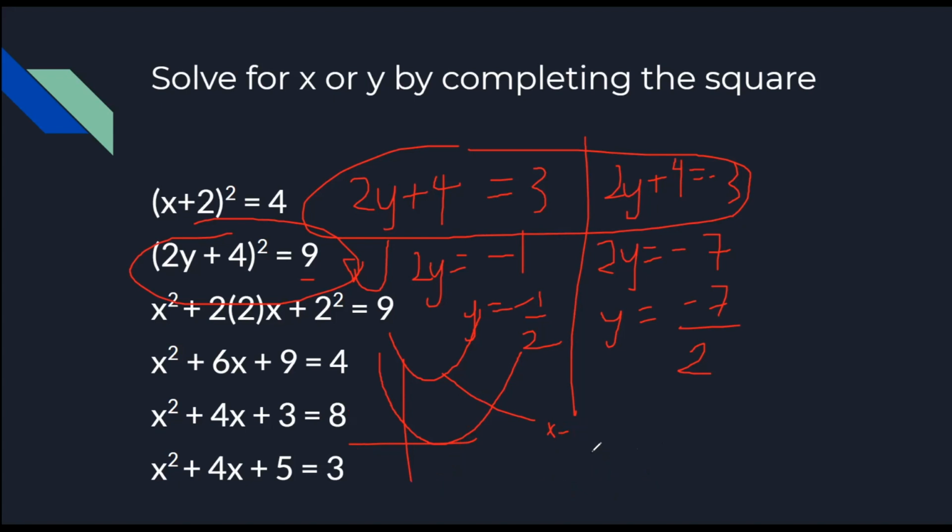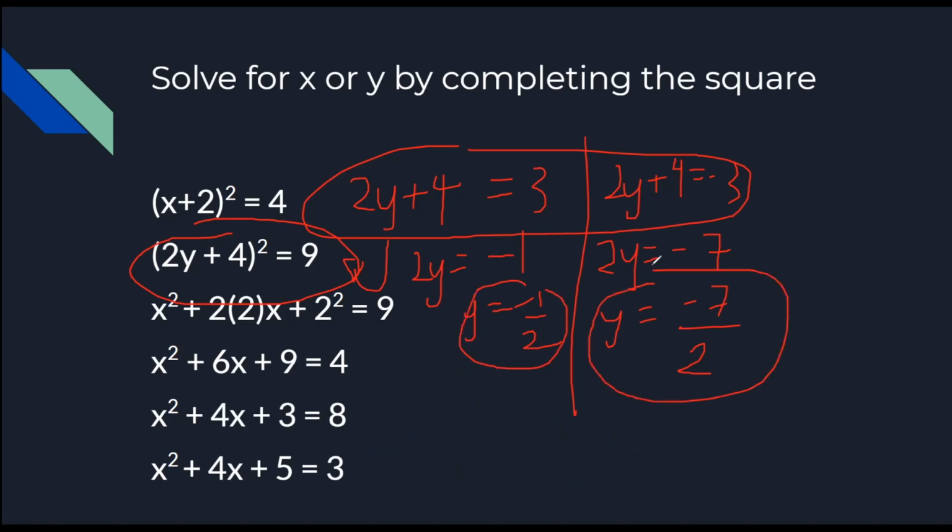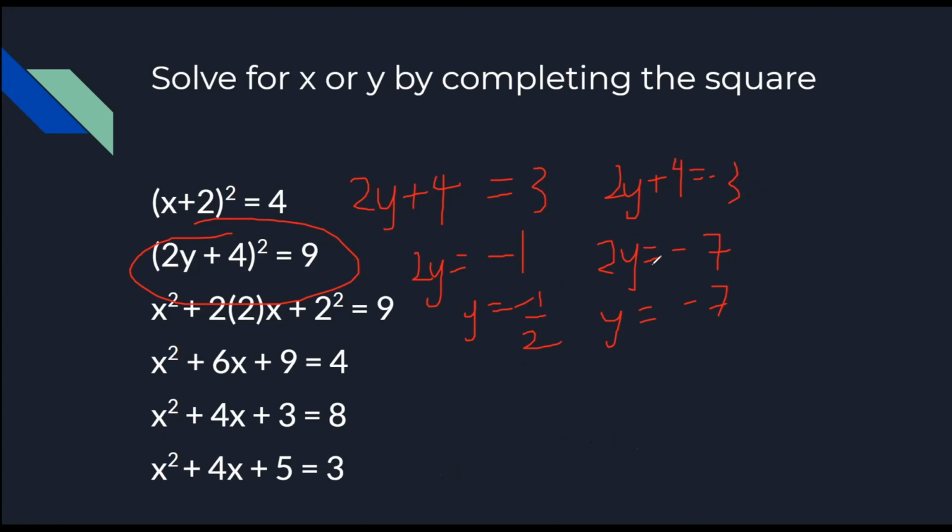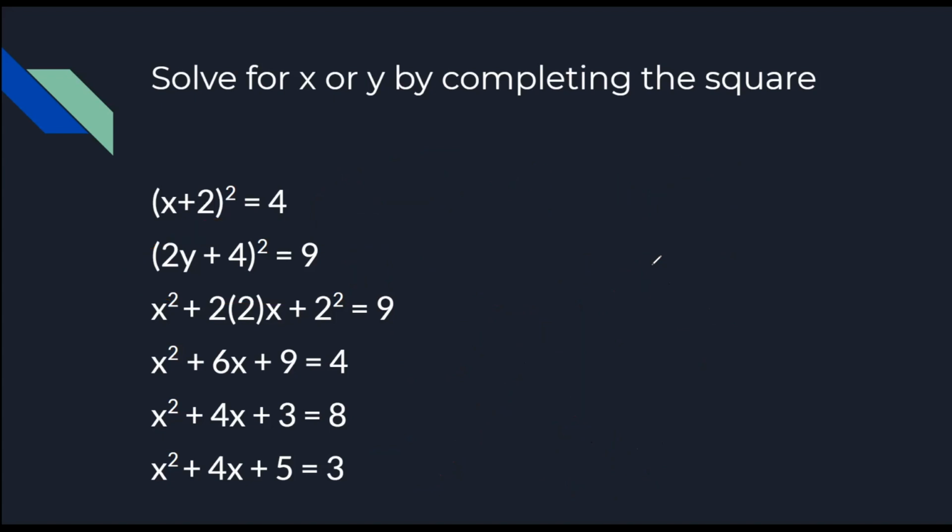Does that make sense? So this is one of those examples, y equals negative 1/2 and y equals negative 7/2, that actually has multiple solutions. It has 2 solutions. And that's actually the maximum number of solutions you can have for a quadratic equation. Make sense, everyone?